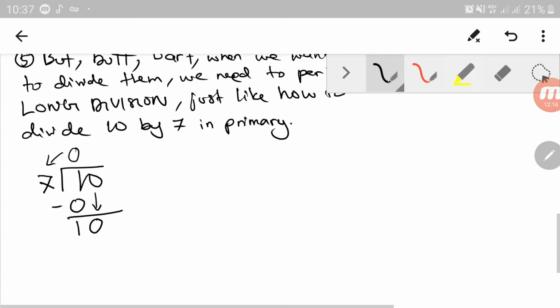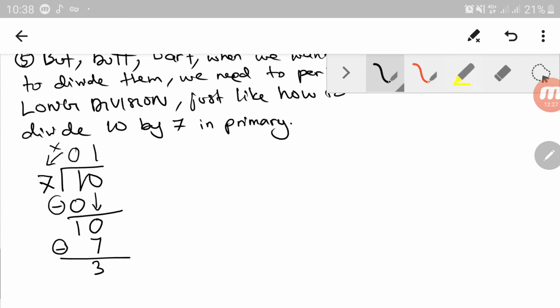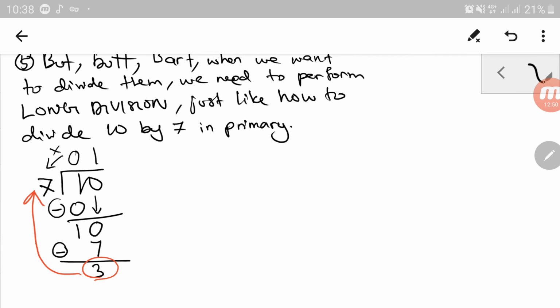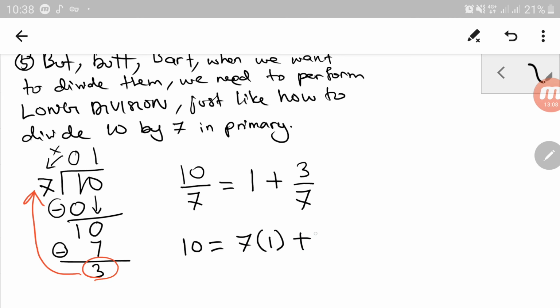Now how about 10? There is a 1 of 7 in 10. So we multiply by 7, we get 7. Oh sorry. And then we minus, we get 3. Now, we can proceed the division to get a decimal, but back in primary, you didn't learn about decimal yet. So we stop here. Why we stop here? Because 3 is already smaller than 7. So this is what I meant by long division, is how you get 10 over 7. You perform the division to get 10 over 7 is equal to 1 plus 3 over 7. Or, for you to get 10 equals 7 multiplied by 1 plus 3.